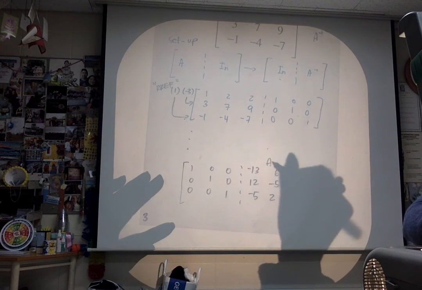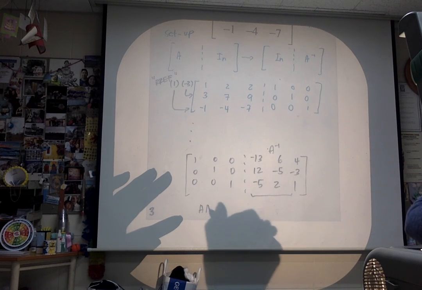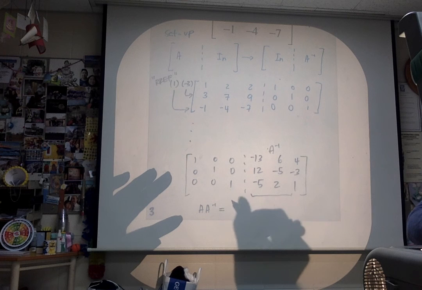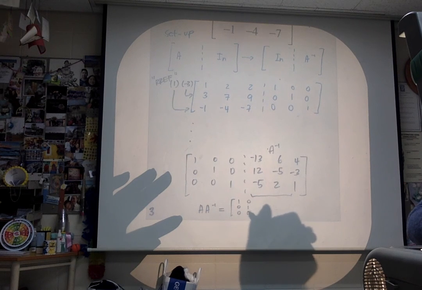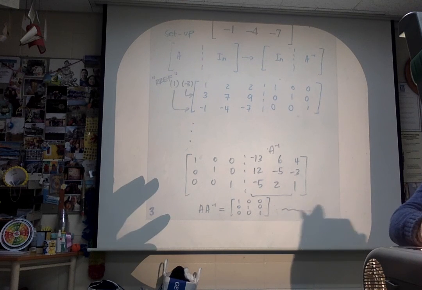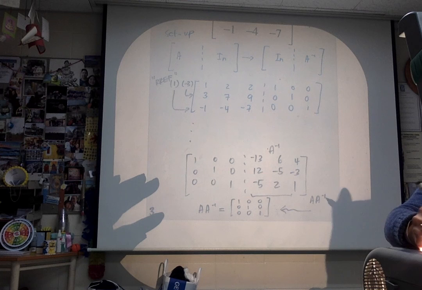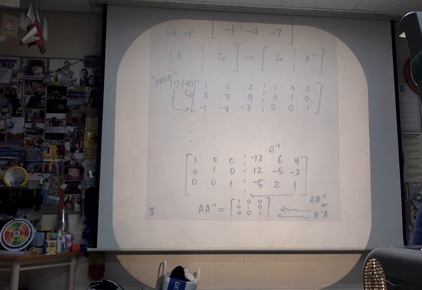Well, you can always check your answer, right? How do you do it? You can go A times A inverse, does it equal the identity matrix? Identity matrix is also your vocabulary word, okay? So make sure you've got that. Or you can multiply the other way too, A inverse times A. You should always get the identity matrix.